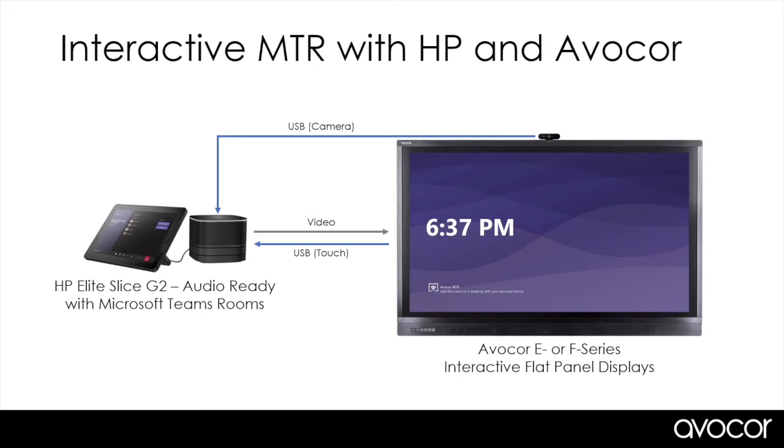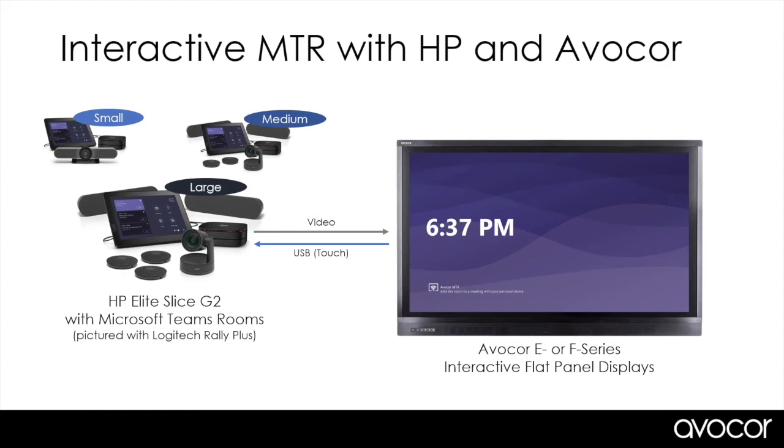And for rooms that need an external audio solution due to size or shape, the HP Elite Slice G2 model that does not include the integrated speakerphone pairs great with external audio solutions like those in the Logitech Conference Cam product line. But again, the interactivity with the display stays the same, just that additional USB cable connected to the Avocor E or F series.